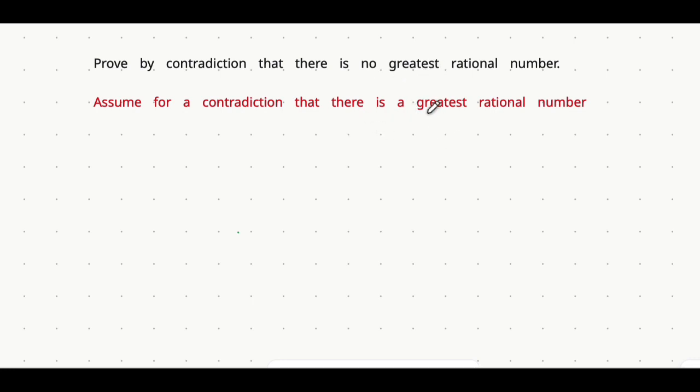So here we're going to assume that there is a greatest rational number. And then if we disprove this assumption, that means the original statement has to be true, because it's either one or the other. So let's go about disproving this assumption somehow. Let's say let x be the greatest rational number.